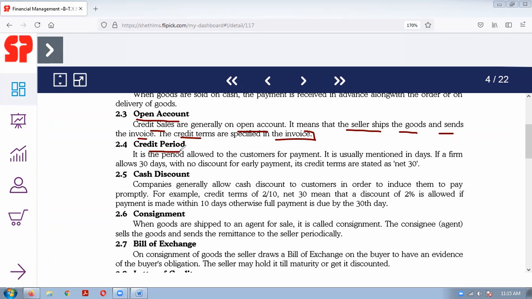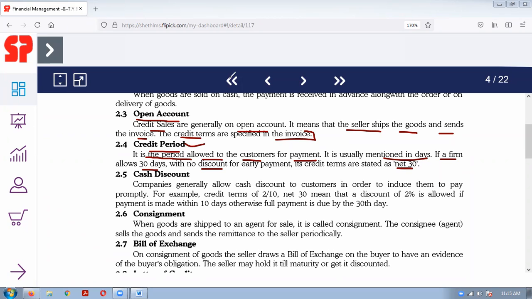Then credit period. Credit period means the time allowed to the customers for payment. Remember, credit period means time allowed to the customers for payment. It will usually be mentioned in days. So if a firm allows 30 days without discount, it means the credit period is 30 days. So credit period means what? Time allowed for the customers to pay. If a business is selling goods today, within what time the customer should pay the amount, that is known as credit period.